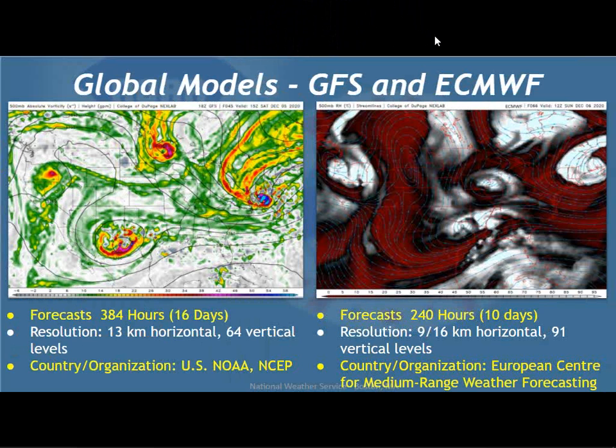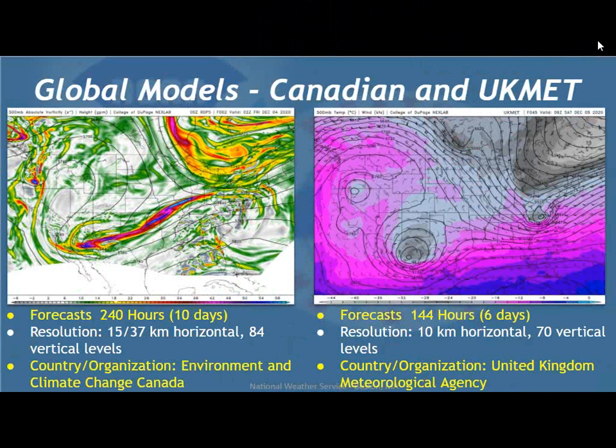But these models are really designed for large-scale weather systems. So think things like winter storms and even tropical systems, things that cover large expanses of either America or Europe. They don't do as well with smaller scale features such as thunderstorms or maybe the small scale heavy snow bands in a winter storm.